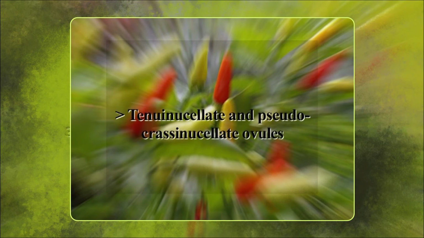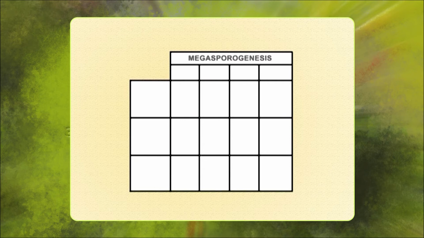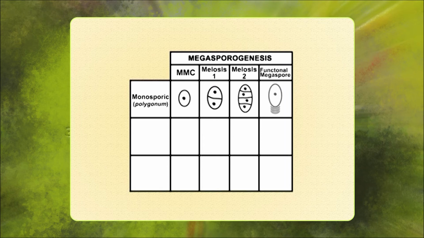In tenuinucellate and pseudocrassinucellate ovules, the archesporial cell directly functions as the megaspore mother cell, whereas in crassinucellate ovules it divides periclinally, cutting an outer primary parietal cell and an inner primary sporogenous cell. The latter functions as the megaspore mother cell. During megasporogenesis, the diploid megaspore mother cell, also called megasporocyte, undergoes meiosis and gives rise to 4 haploid nuclei.